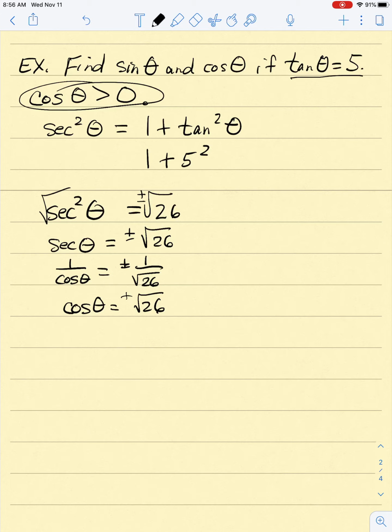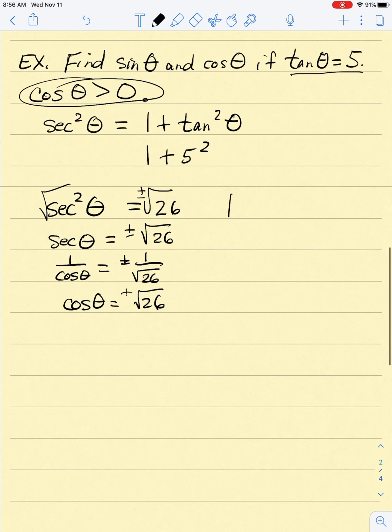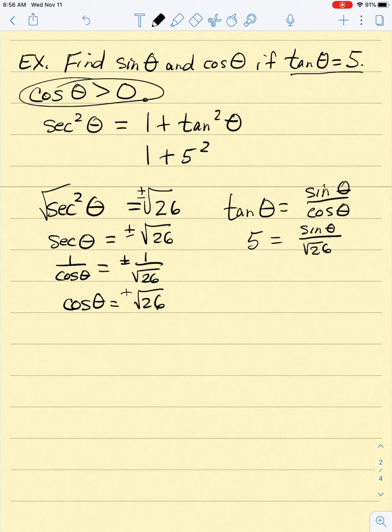Then we need sine. Well, we know that tangent is sine over cosine. If the tangent is 5, we don't know the sine, but we know cosine is the square root of 26. So if I multiply both sides by the square root of 26, we end up with 5 square root 26. That seems to be the value for the sine of theta. All right, and we've got that done.